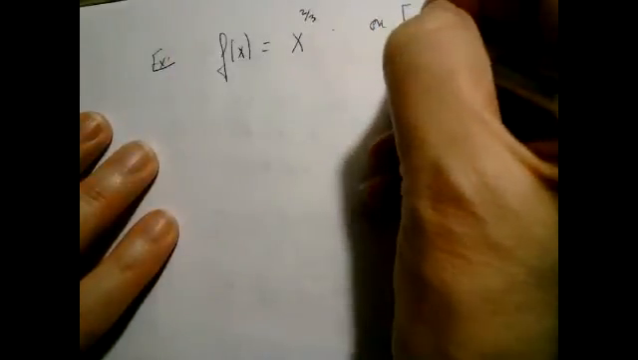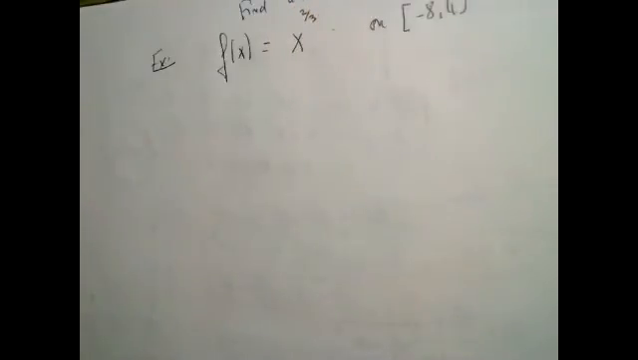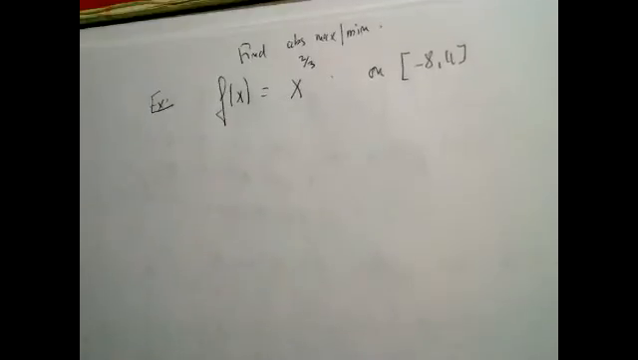So I'm going to take the function f of x equal, example number 2, x to the power 2/3. And the question is find absolute max, absolute min on the interval -8, 4. So find absolute max slash min. Okay, so that's my question. What's the absolute max, absolute min?